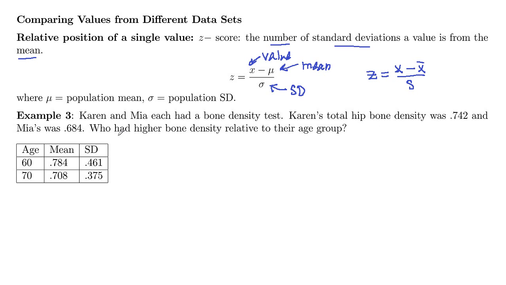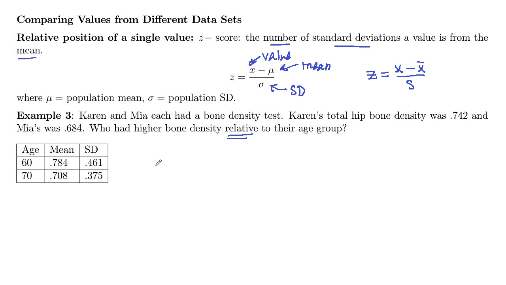So let's look at an example. Karen and Maya each had a bone density test. Karen's total hip bone density was 0.742 and Maya's was 0.684. Who had the higher bone density relative to their age group? The keyword relative is telling you to use z-scores so you can look at each person relative to their age group. So for female individuals age 60, here are the mean and standard deviation for bone density at the hip. And for age 70, here are the corresponding mean and standard deviation.